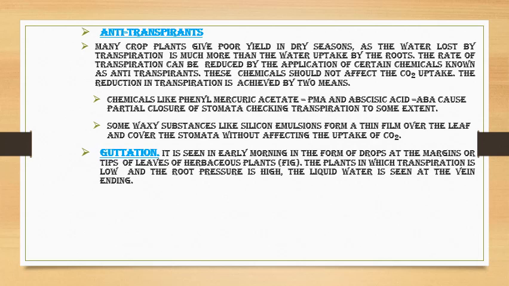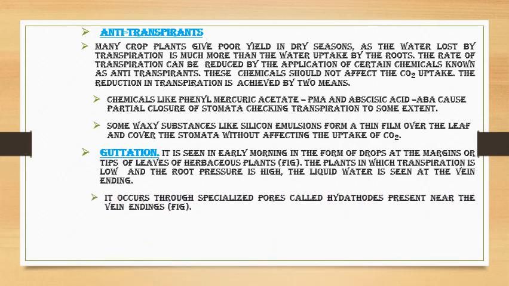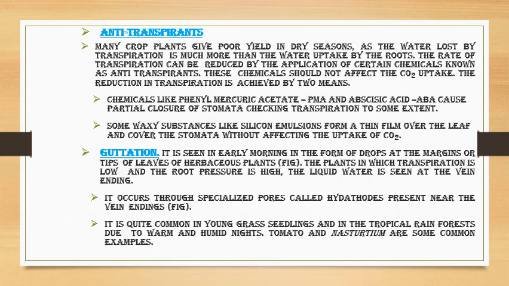Guttation. It is seen in early morning in the form of drops at the margins of tips of leaves of herbaceous plants. It occurs in plants in which transpiration is low and the root pressure is high. The liquid water is seen at the vein ending. It occurs through specialized pores called hydathodes present near the vein ending. It is quite common in young grass seedlings and in the tropical rainforest due to warm and humid nights. Tomato and nasturtium are some examples.